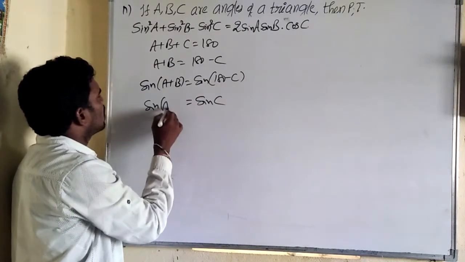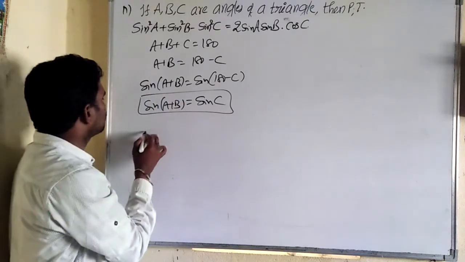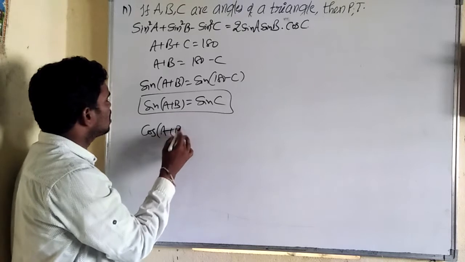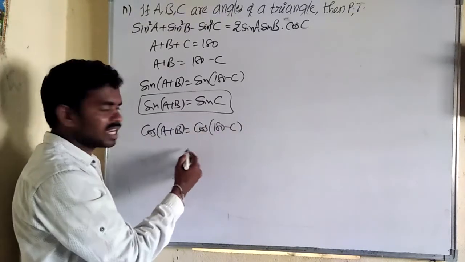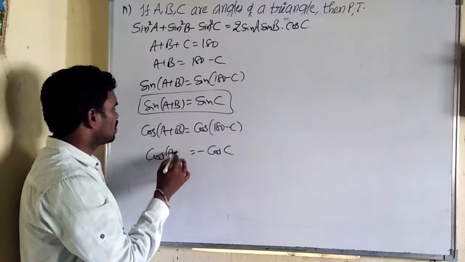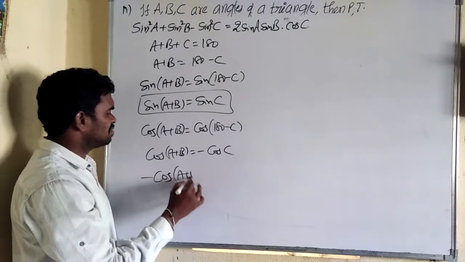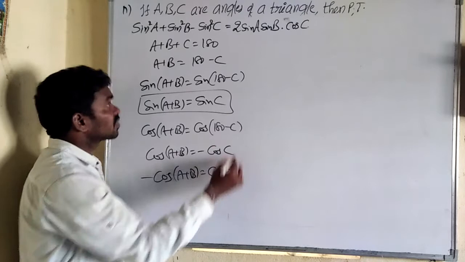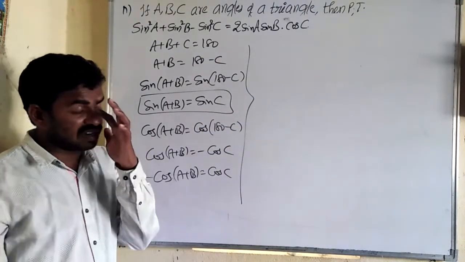So we get sin of a plus b equal to sin c. Next, apply cos on both sides. So cos of a plus b equals cos of 180 minus c. Cos of 180 minus theta means what? Minus cos theta. So cos of a plus b is equal to minus cos c. Otherwise, minus cos of a plus b is equal to plus cos c. Okay, we can substitute according to the needed things.